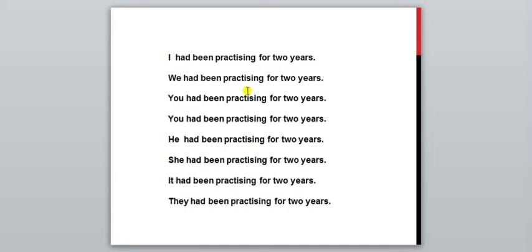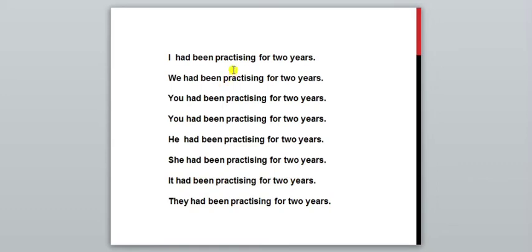We had been practicing for 2 hours. You had been practicing for 2 hours. He had been practicing for 2 hours. She had been practicing for 2 hours. It had been practicing for 2 hours. This is correct. And they had been practicing for 2 hours.